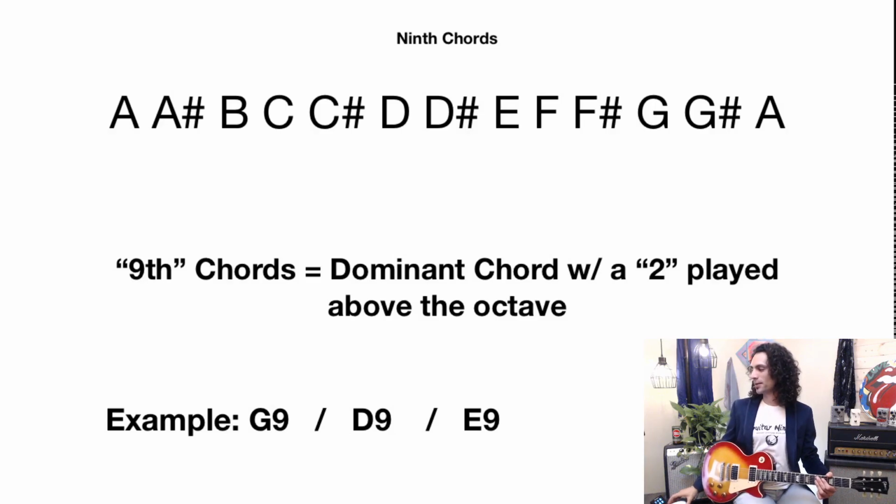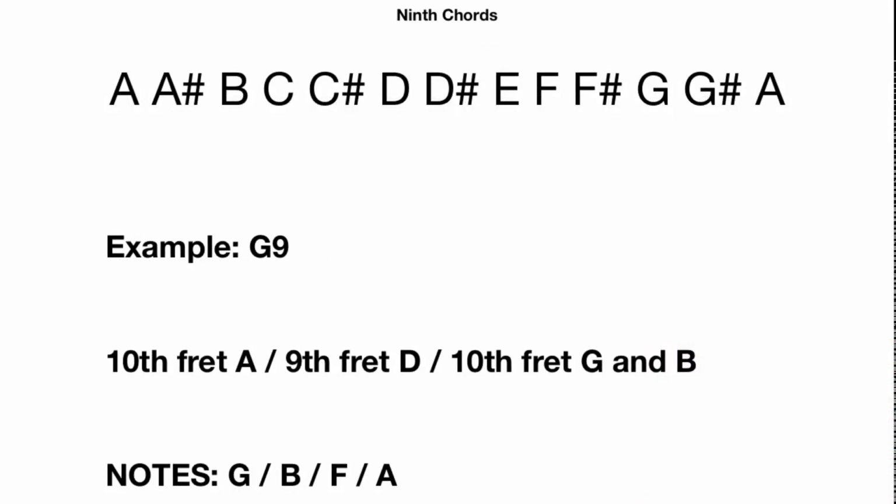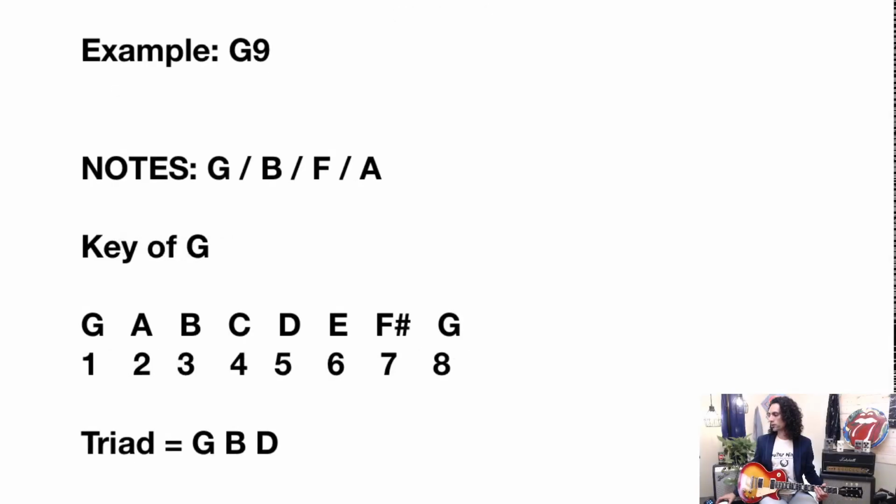A ninth chord is a dominant chord with a 2 played above the octave. You have your example of G. That's how you map out your G chord. It's the 10th fret A string, and so on. Your notes are G, B, D, F, which is your flat 7, and then your A, which is your 9. Breaking it down some more from the triad.